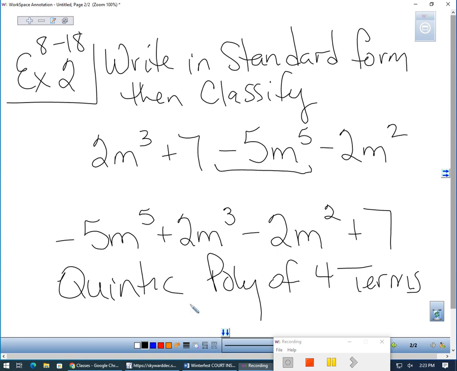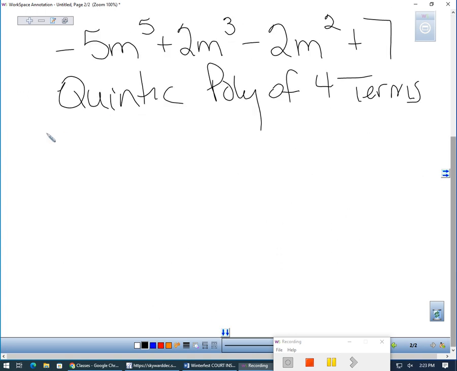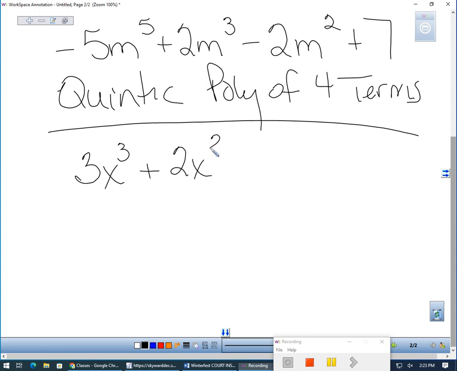All right, let's do one more underneath the same example very quickly. Let's say I have 3x to the 3rd plus 2x squared minus 5x to the 3rd plus 2x to the 3rd. First, we put it in standard form. You start with the highest degree. We have 3x to the 3rd minus 5x to the 3rd plus 2x to the 3rd.